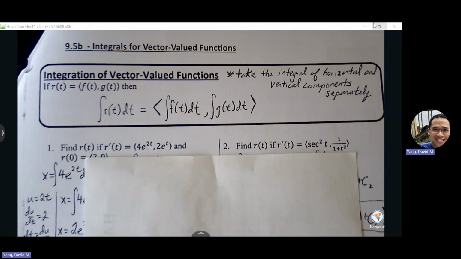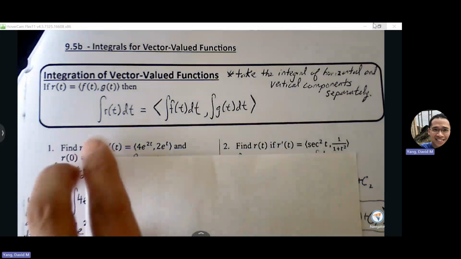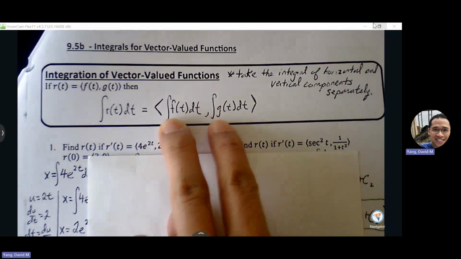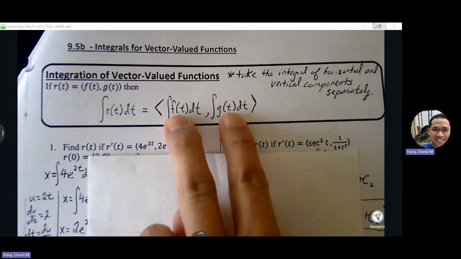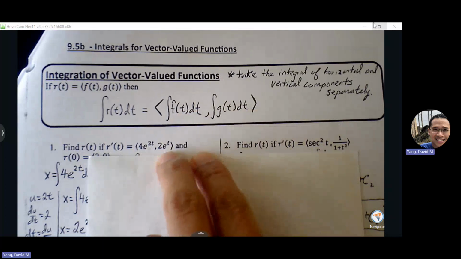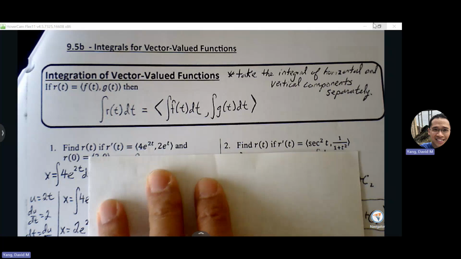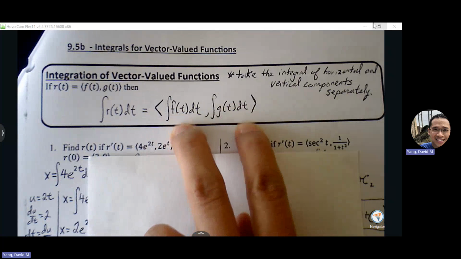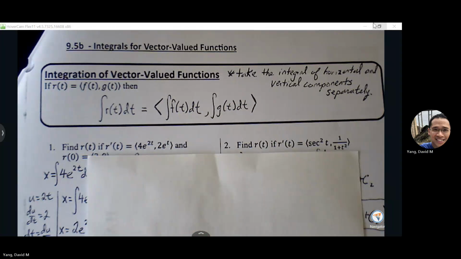So if my vector is r of t, which in component form is f of t and g of t, then if I want to find the antiderivative of r of t, I take the antiderivative of my component form, each with the appropriate integral rule separately. Each will produce a plus c, and if they give us an ordered pair to work with, we can solve for the c's individually and then update our antiderivative with the full value.